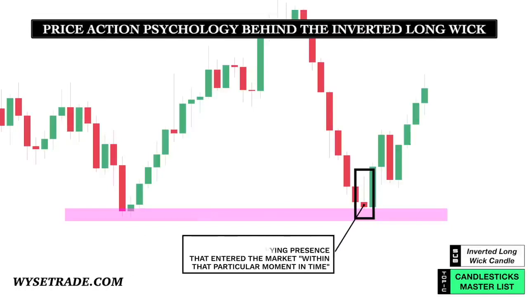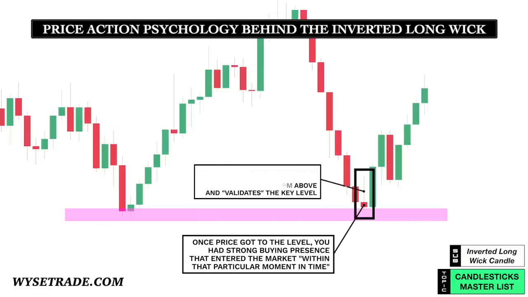Once price got to the level, you had strong buying presence that immediately entered the market within that particular moment in time, causing the wick to stick out above and against the moving downtrend.